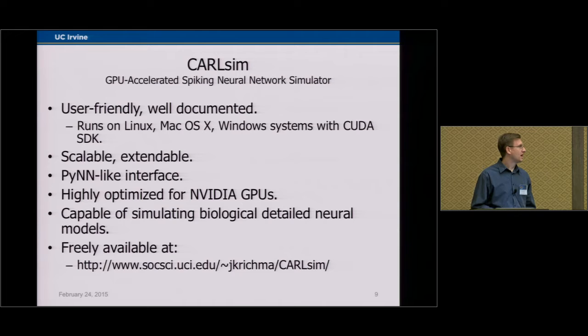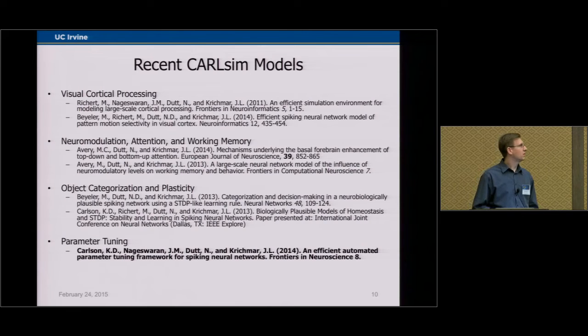It's scalable. It has a PyNN-like interface. PyNN is kind of a neural scripting language that is quickly becoming a standard. It's not fully PyNN compatible yet, but we're getting there. The big point is it's highly optimized for NVIDIA GPUs, so these simulations can be much quicker than running on the CPU alone. It's capable of simulating biologically detailed neural models. Here's the URL, but I'll have it at the end of the talk as well. It's freely available.